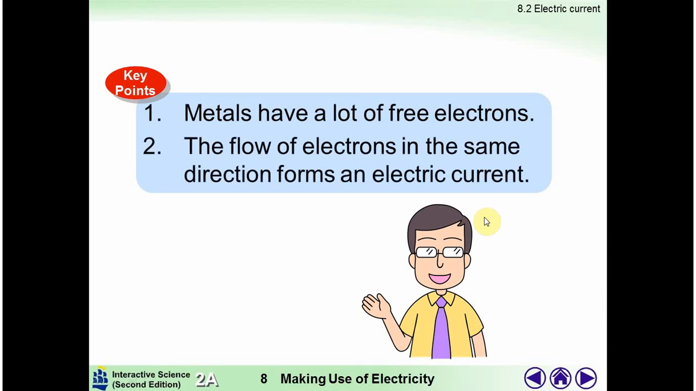Now, let's have a short summary. So we know that metals have a lot of free electrons. The flow of electrons in the same direction forms an electric current.